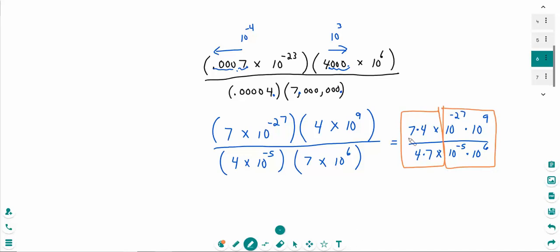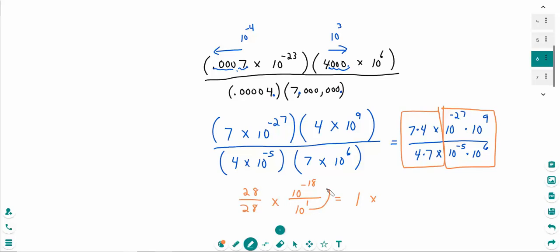All right. So if we take this first section here, the number section, we have 7 times 4, which is 28, over 4 times 7, which is 28. Look at that. Isn't that nice? And then that's being multiplied by 10 to the -27 times 10 to the 9th, which is 10 to the -18th, over 10 to the -5th times 10 to the 6th, which is just 10 to the 1. Okay? This can be further reduced. 28 over 28, we know that's a 1. Times, now again, we want to write this as 10 to a power, so we want to get rid of the fraction.